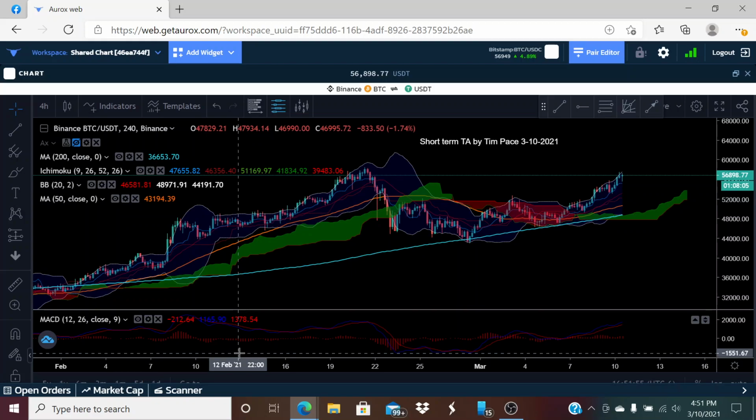And I thought I would do a quick, short term technical analysis on Bitcoin. I hope you all are ready for the time of your life. Okay, here we go. Just looking at what's going on over here, we have a nice upward trend right here.